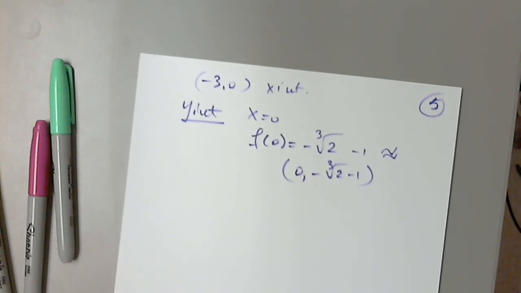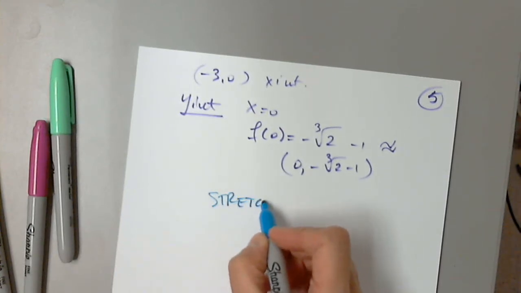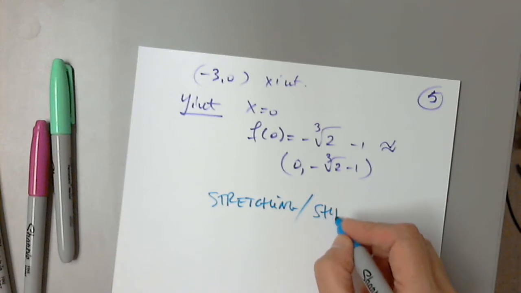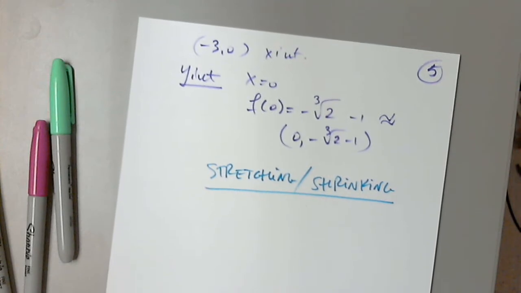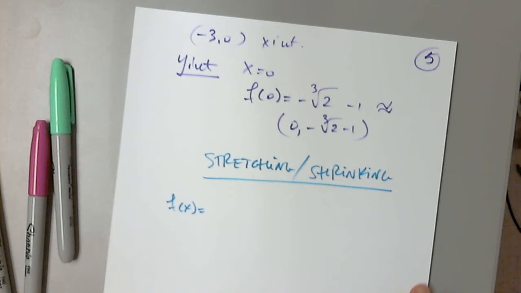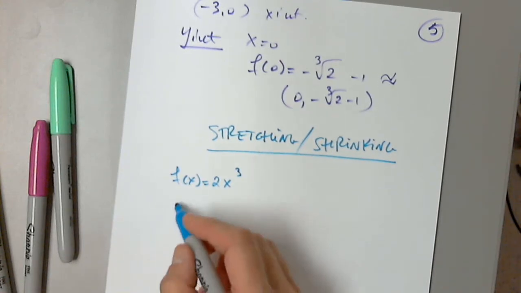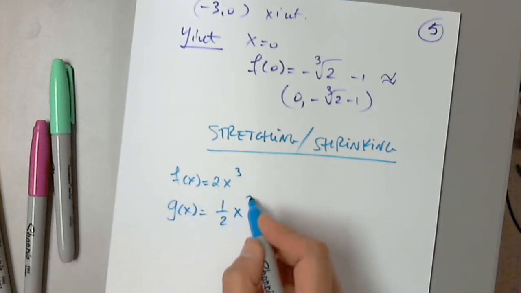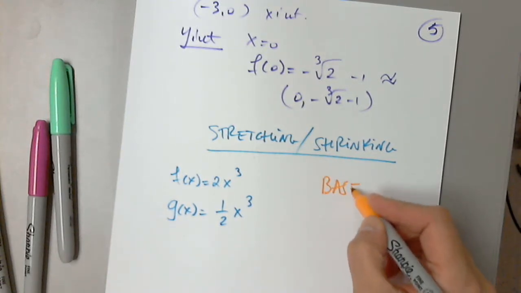Okay, allow me to finish the last two, stretching and shrinking. Let's suppose we have f of x, which is 2x to the third, and g of x, which is 1/2 x to the third. Of course, I'm going to ask you which base function I use this time. I'm trying to use as many as I can. And you will say the base function is?